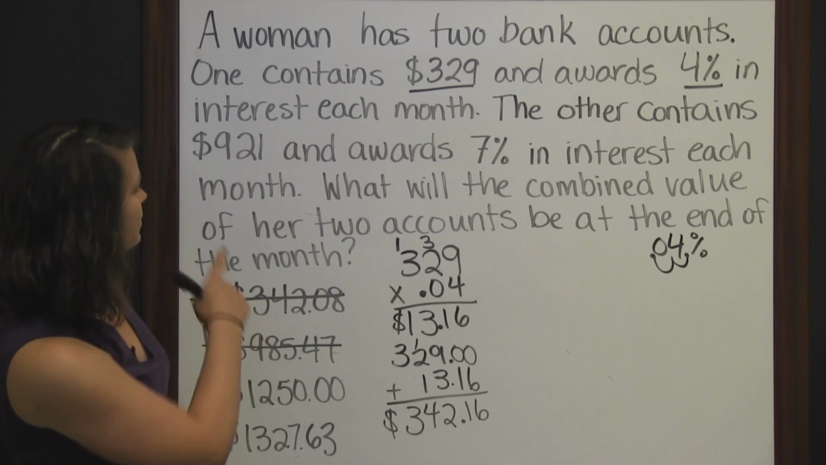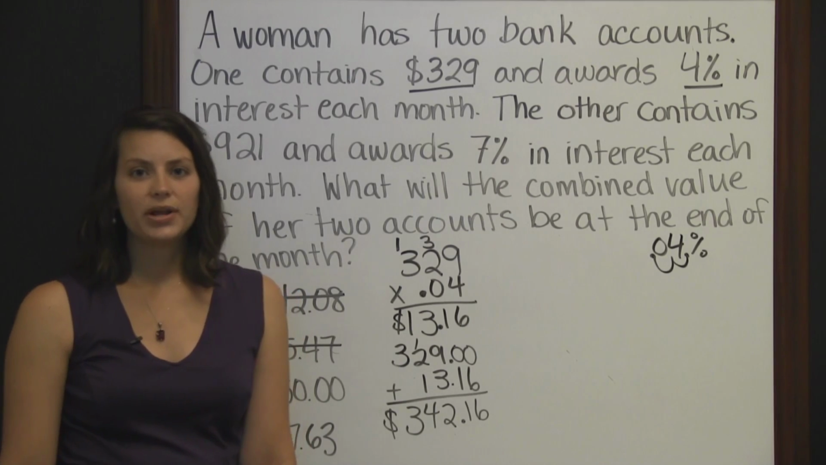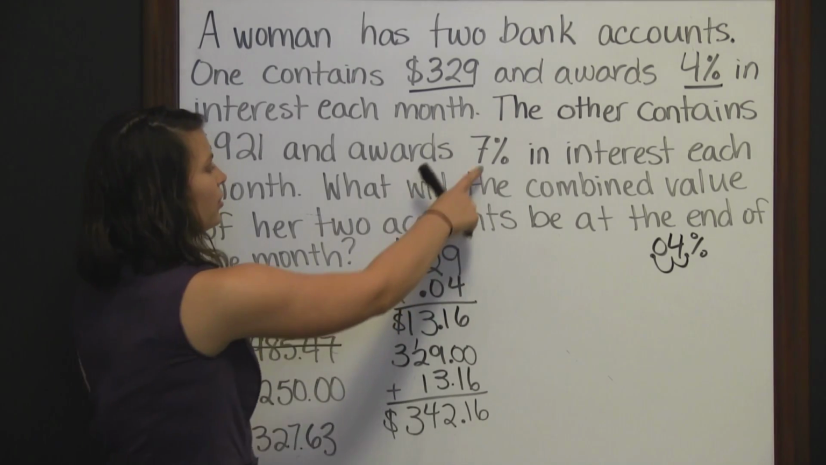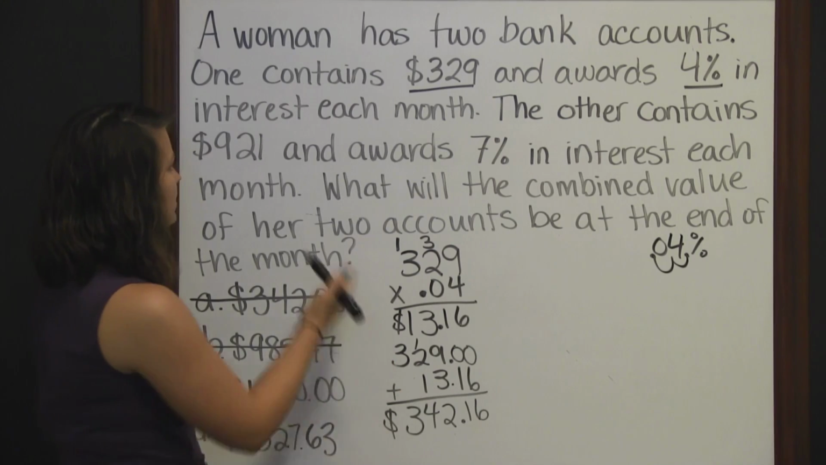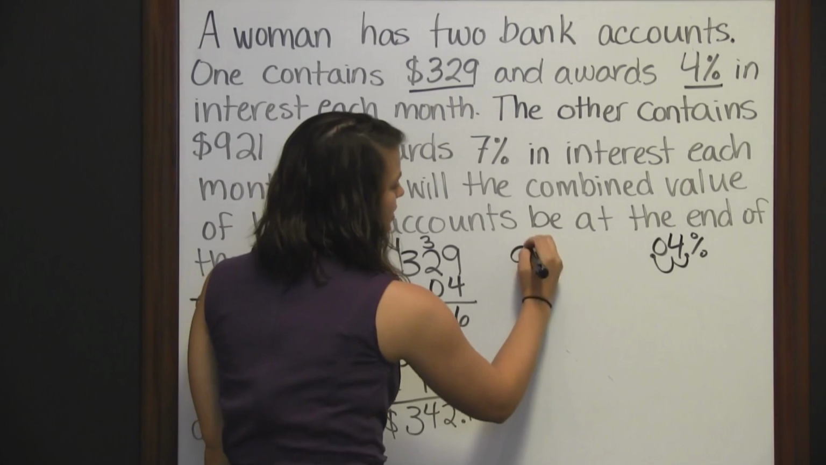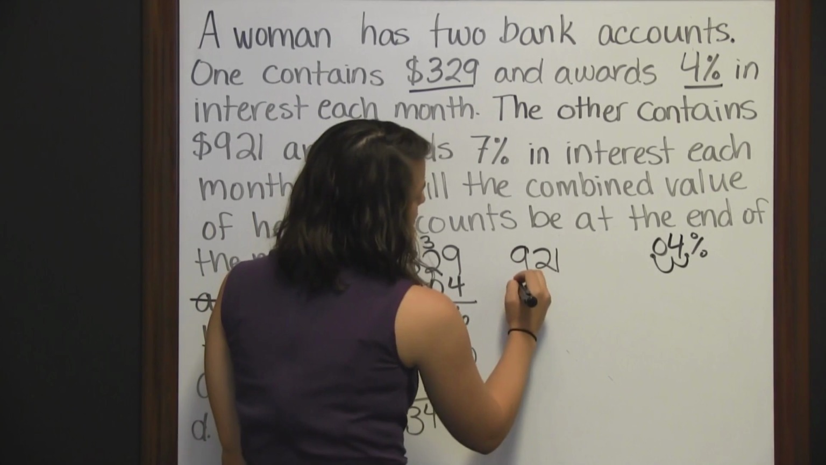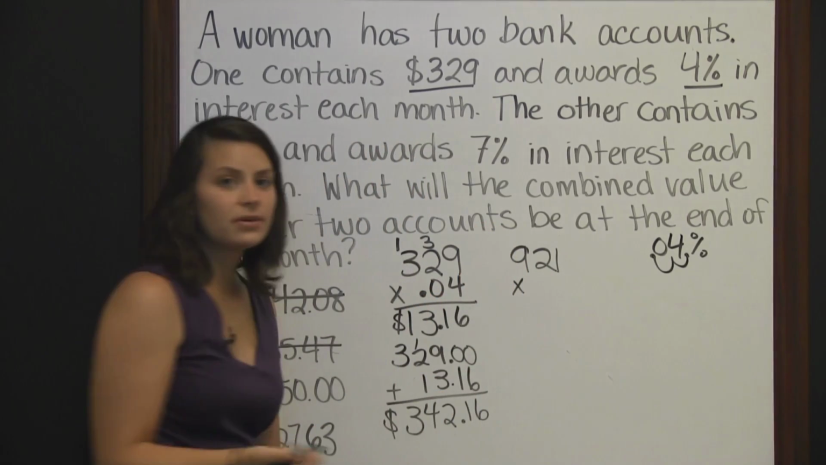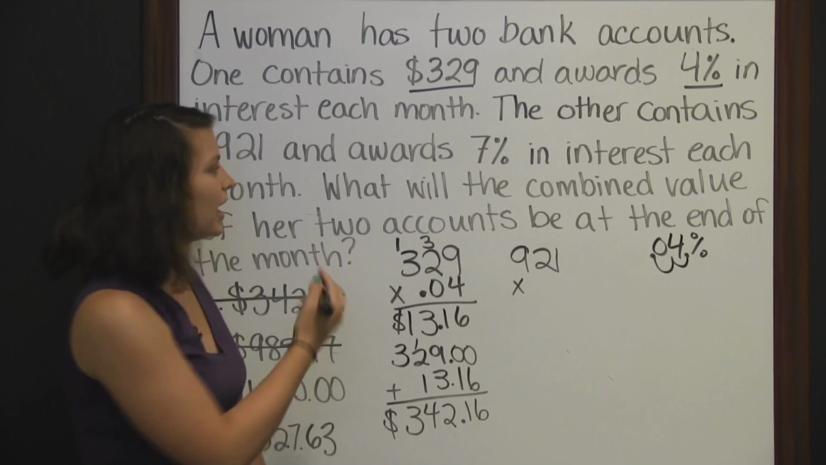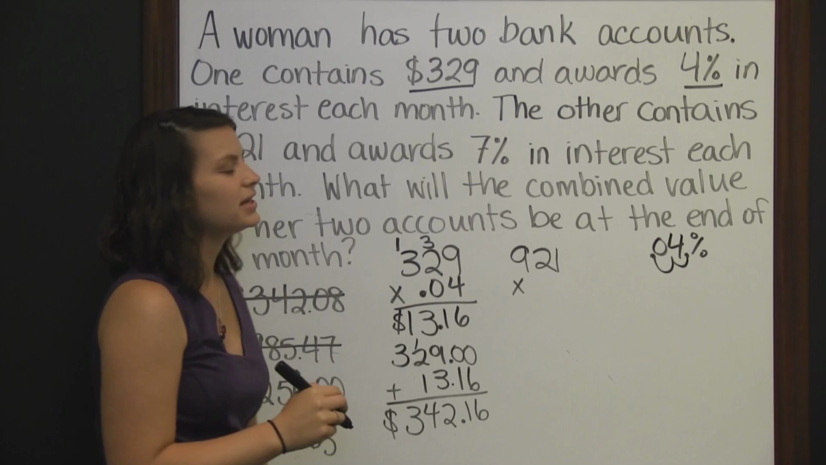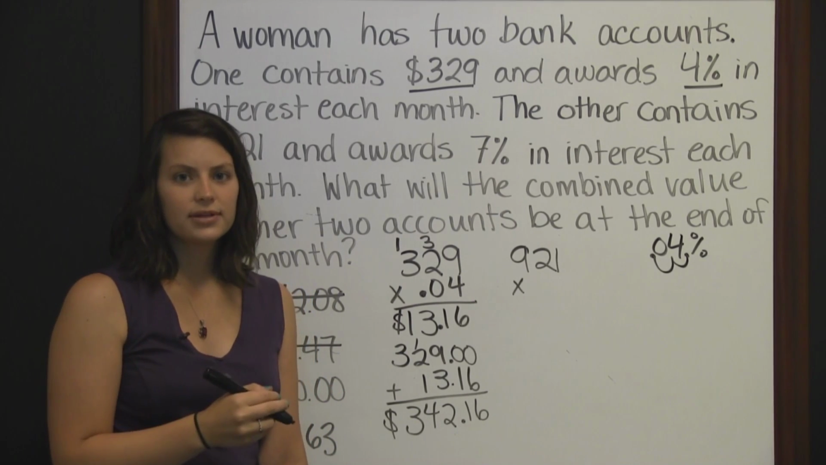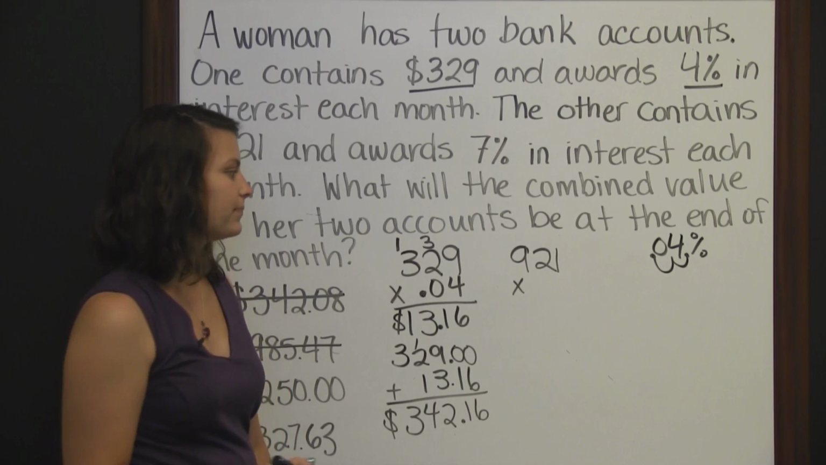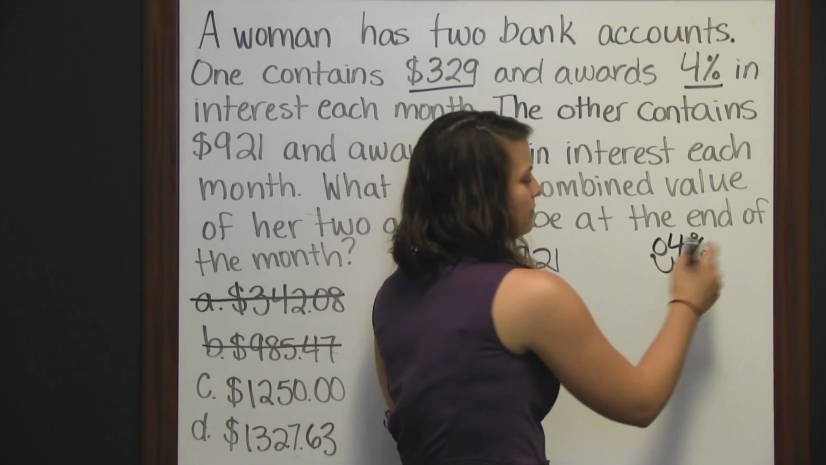The next account starts with $921 in it, and it earns 7% in interest each month. So that means that we're going to take our $921 and multiply that times 7%, because this account earns 7% interest, 7% of the total, and "of" means to multiply.